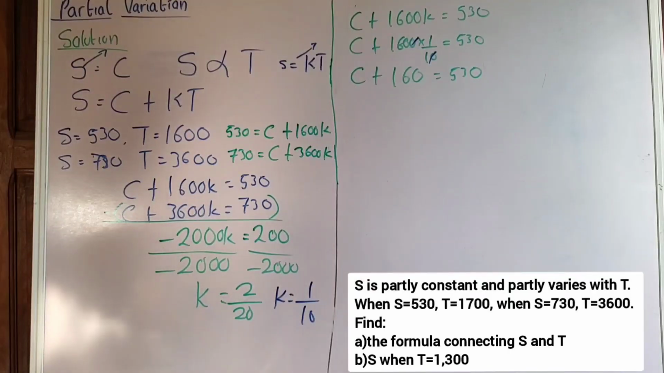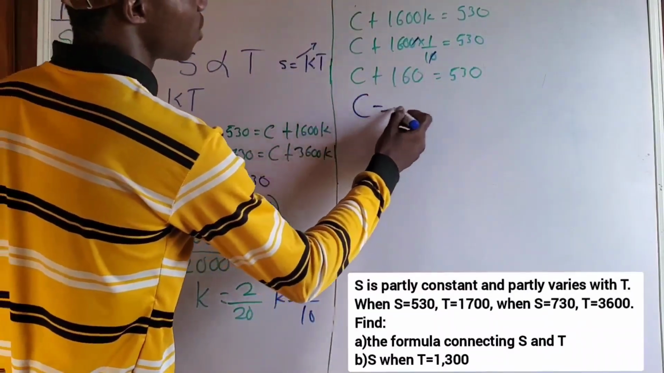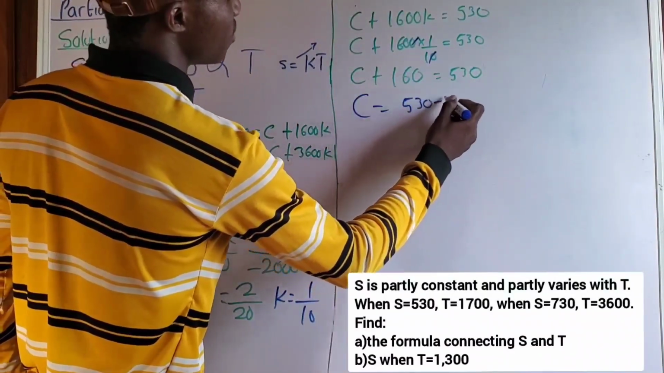Okay, so having gotten to that point, you can get the value of C by collecting like terms. You understand? You have to take that 160 to the other side of the equation. So I'm going to have C equals 530 minus 160.